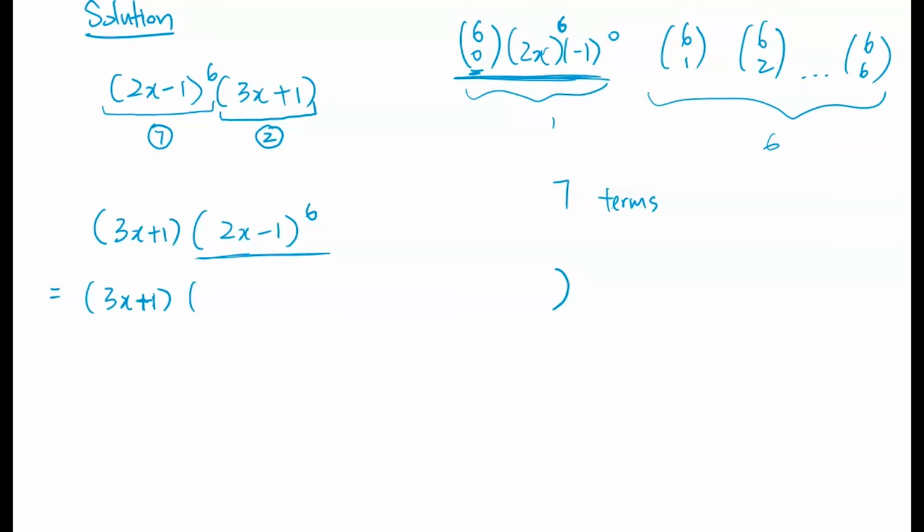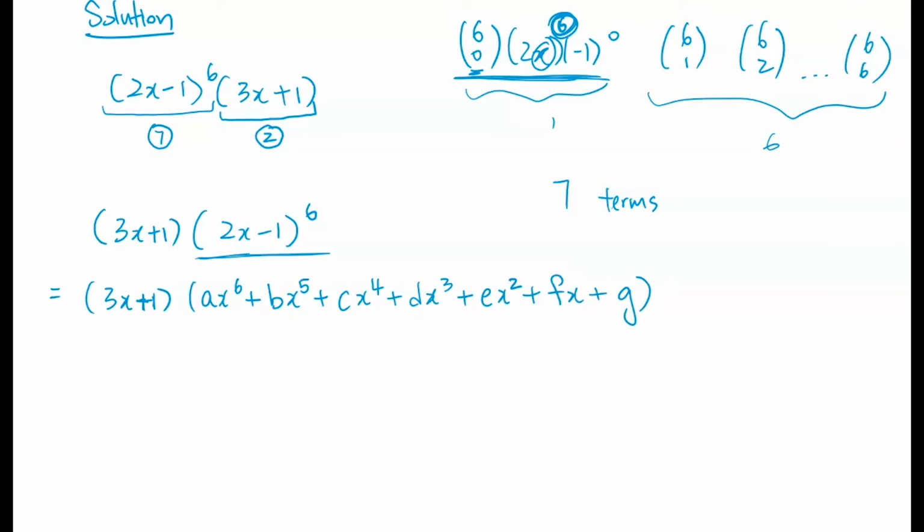If you simplify, you will get x to the power 6. So let me just say that maybe this is just a x to the power 6. I'm not going to find the coefficient first. And then the next one will actually be x to the power 5. So let's say that is plus b x to the power 5. And then the next one will actually be c x to the power 4. Then plus d x to the power 3 plus e x squared plus f x and maybe plus g. This is how the expansion will look if I really do the expansion.